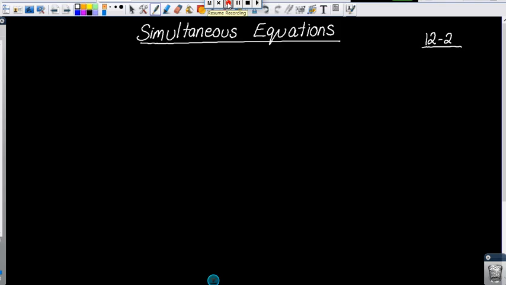And sometimes they don't just have to be linear. They could be a quadratic and a straight line. Let me write down, there's actually 3 situations when we have simultaneous equations. Does anyone know what the 3 different types of situations can be with 2 straight lines?